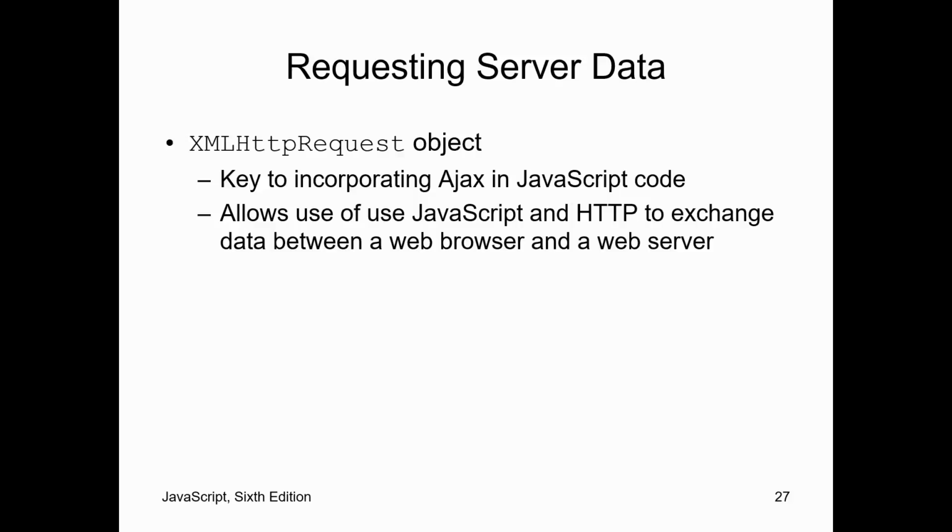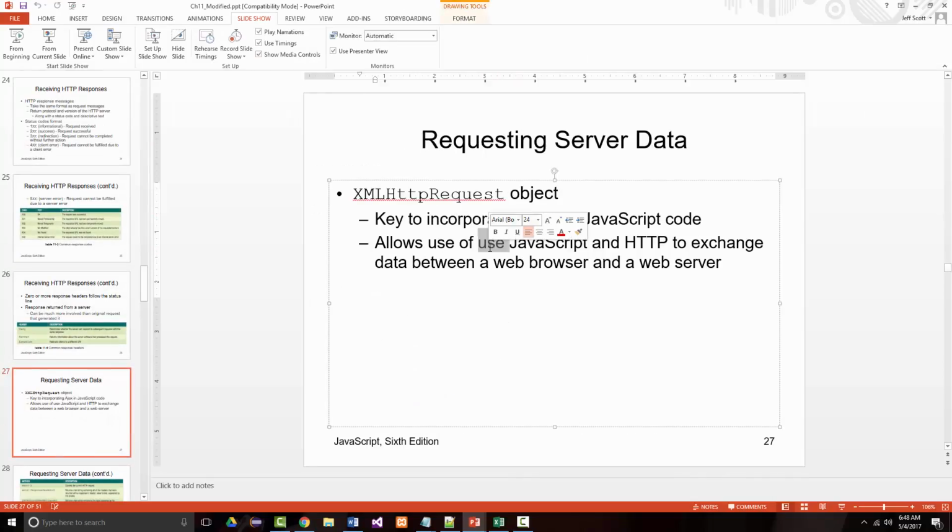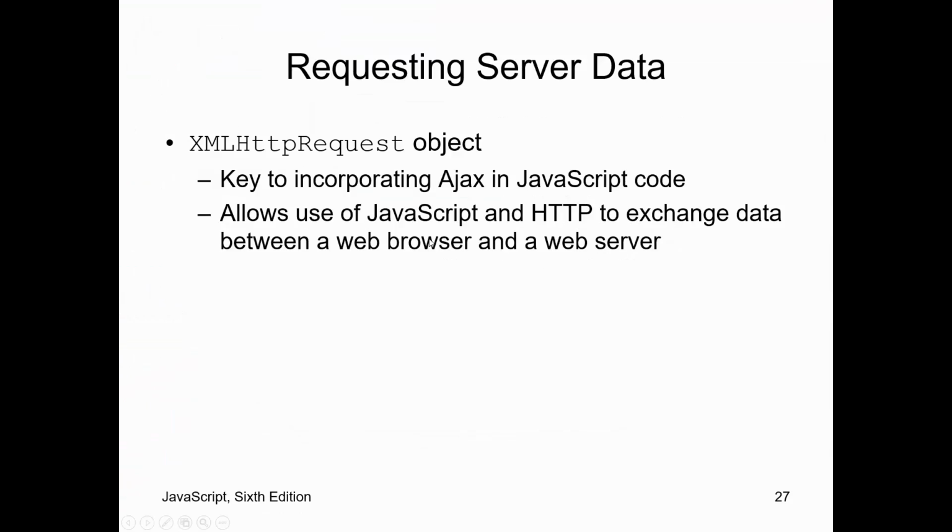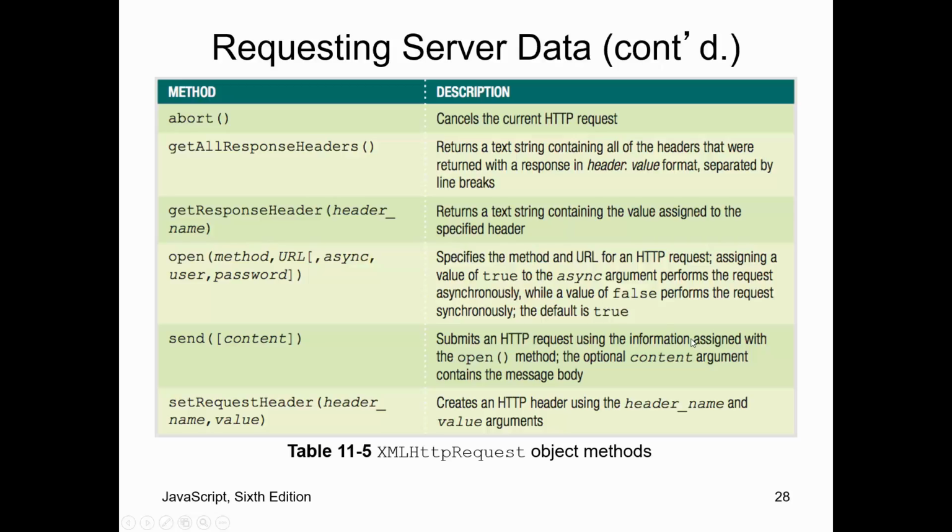All right. So again, the XML HTTP request is the key to working with this. As mentioned right here, it allows the use of JavaScript and HTTP to exchange data between the browser and the server. Here are some of the XML request object methods. Again, I'm not at all an expert on this. You can cancel a current request. You can get the response header. You can get every response header.